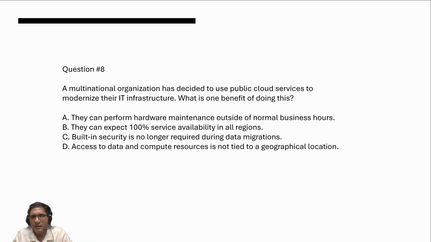Question 8. A multinational organization has decided to use public cloud service to modernize their infrastructure. What is the one benefit of doing this? A. They can perform hardware maintenance outside normal business hours. B. They can expect 100% service availability in all the regions. C. Built-in security is no longer required during data migration. D. Access of data and compute resources is not tied to a geographic location.